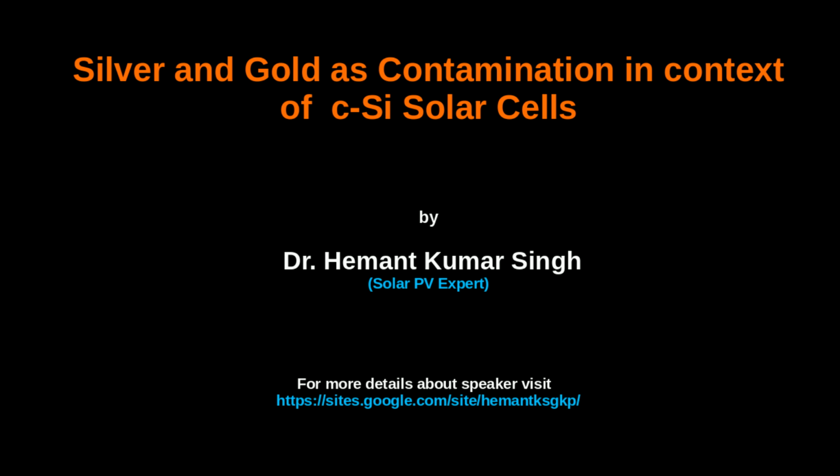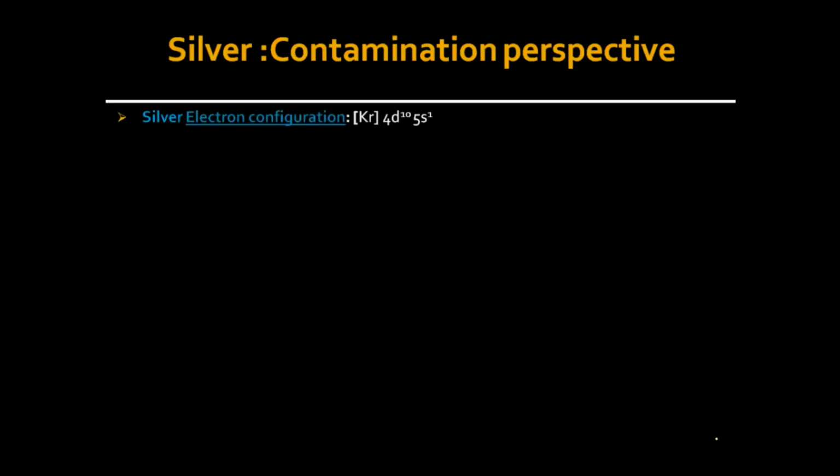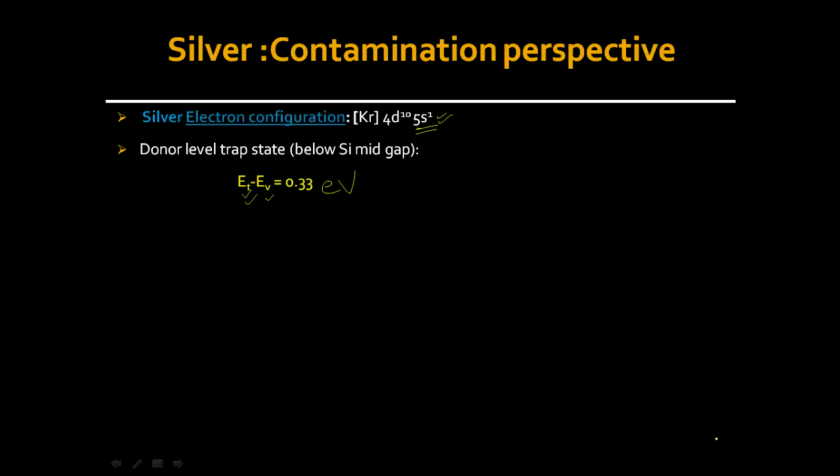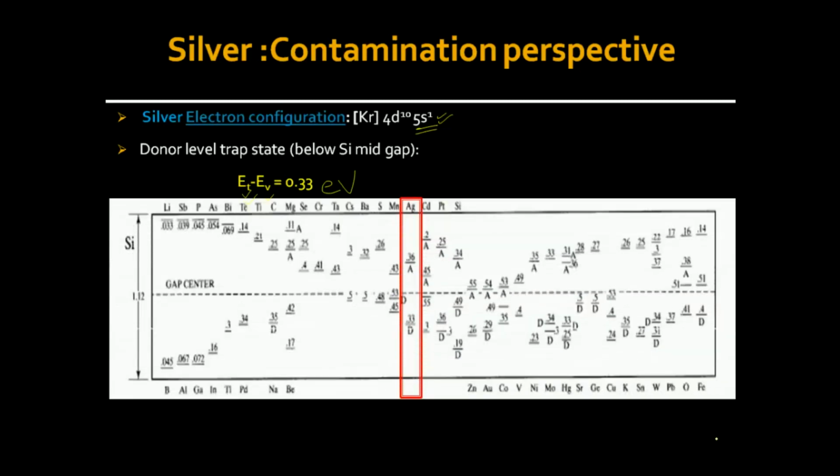First let us talk about silver and its contamination perspective. We already know that for silver, the outermost atomic orbital is 5s, and it has one electron in the outermost orbit. So if you calculate, it will give you the trap state with respect to silicon from its valence band at around 0.33 electron volt. Where have we seen that from?